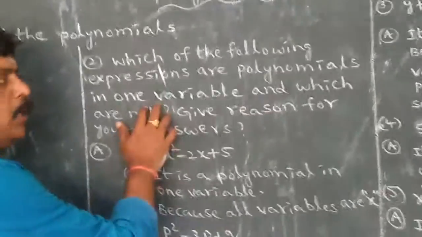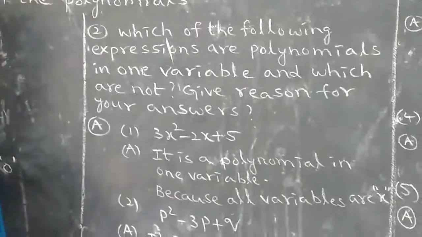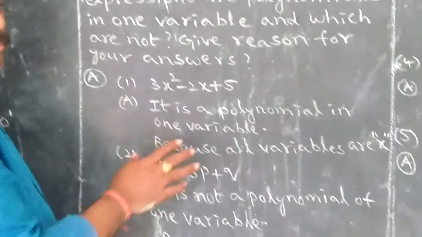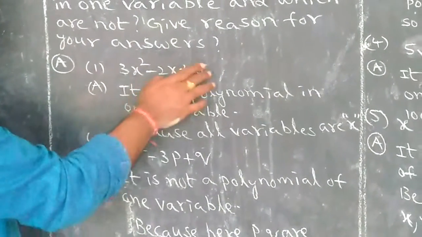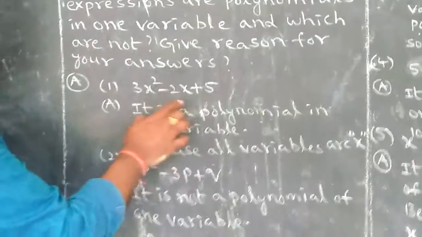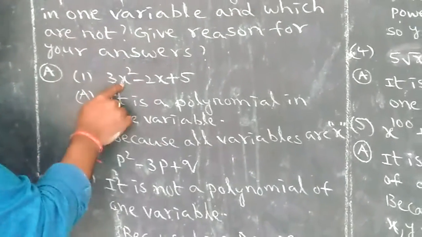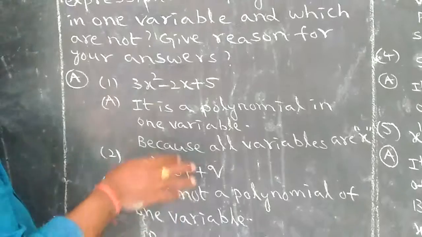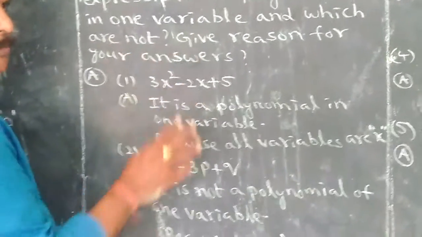Next one is: which of the following expressions are polynomials in one variable and which are not? Give reasons for your answers. For example, the first question is 3x square minus 2x plus 5. Here you have to check all the variables, whether they are x's or y's. Here all the variables are x. No y is there and no other variable is there. Only x is the one variable.